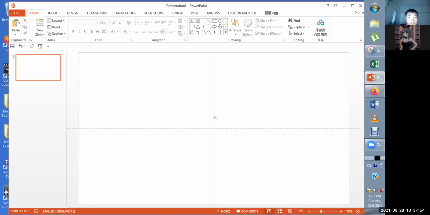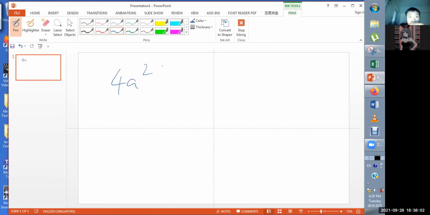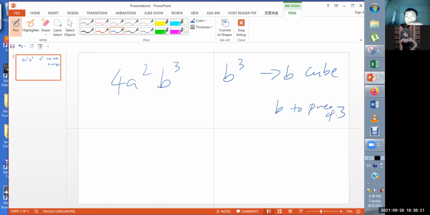When you do 4a squared b cubed. The 3 is like the square, on top. Yeah. This is called 4a squared. Then b cube. This is called b cube, or b to the power of 3. Yeah. Continue. Minus 12ab squared c. Hold on. Minus 12ab squared c. Okay.